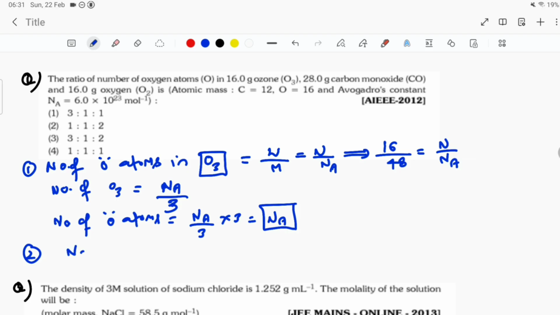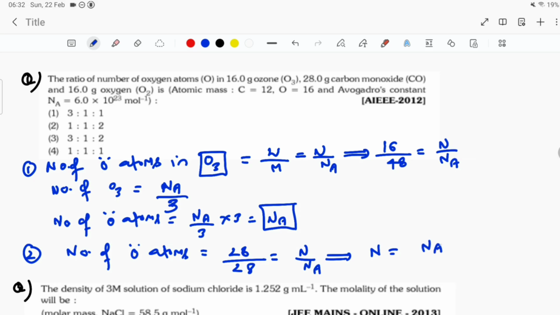Directly I am doing now. Number of oxygen atoms in CO is equal to, W is 28, M is 12 plus 16, 28, N by Na. So here N is equal to number of oxygen atoms is equal to Na you will get. So here also Na, here also Na. Similarly, you do for third option. Third option also you will get here Na similarly.